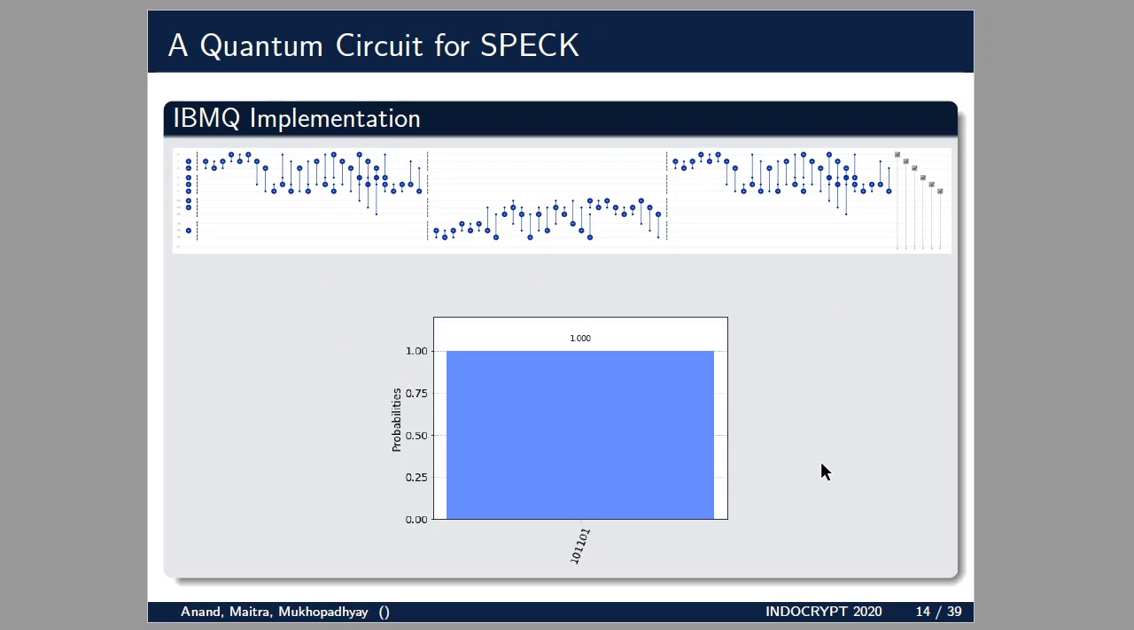So this is the circuit for our toy cipher in IBM-Q. This here represents the first state update, then the key expansion, and then the state. And when we measure this, we should get the value of the state after 2 rounds, which is 101, 101.